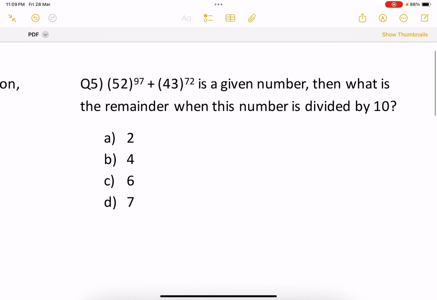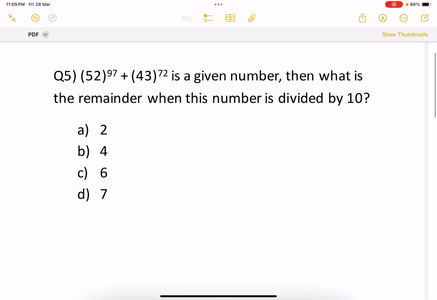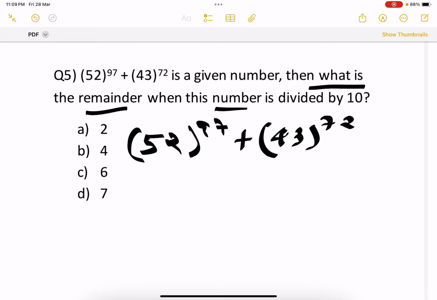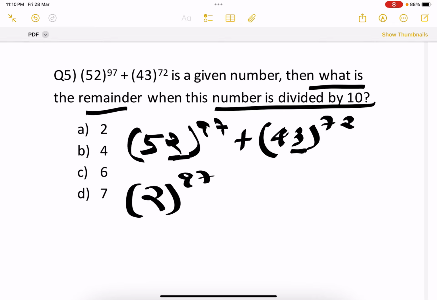Now we have another question that goes like 52 to the power 97 plus 43 to the power 72 is a given number. Then what is the remainder when this number is divided by 10? This means the same thing, that whenever a number is divided by 10, remainder is nothing but the unit digit. So here we are concerned with this 2 and this 3 only. So we'll simplify it as 2 to the power 97 plus 3 to the power 72.